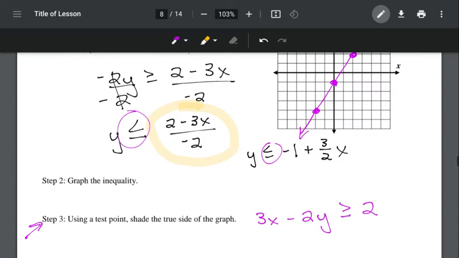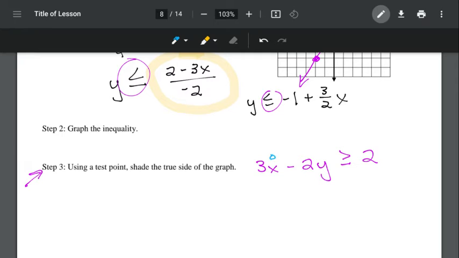So in order to do a test point, I have to pick a point that is not on the line. If you can pick 0, 0, that makes your life a little easier. Only because then you're plugging in 0. So I'm going to pick this test point. And I'm going to see if it's true or false.